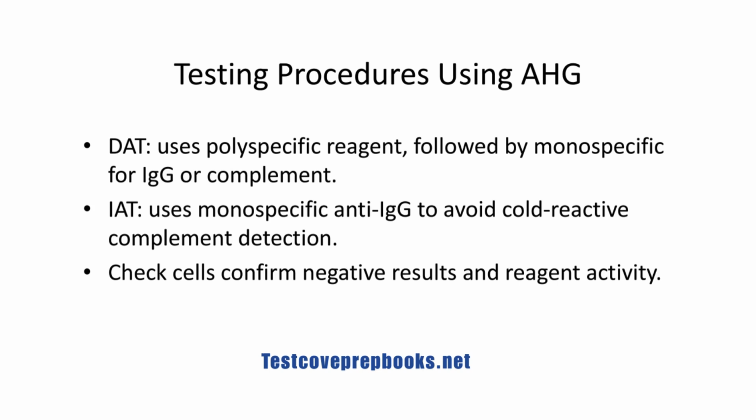Using AHG, different testing strategies are employed depending on the clinical context. The DAT is typically performed using a polyspecific reagent to screen for immune coating, followed by a monospecific reagent to determine whether the coating is due to IgG or complement. The Indirect Antiglobulin Test is performed using monospecific anti-IgG to avoid detecting cold-reactive, complement-binding antibodies that are clinically insignificant. As with the DAT, IgG-coated or complement-coated check cells are used to confirm negative results, ensuring that the AHG reagent was active and not neutralized due to insufficient washing.